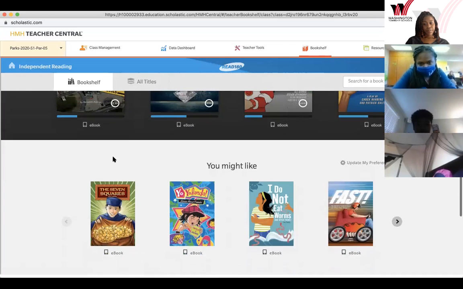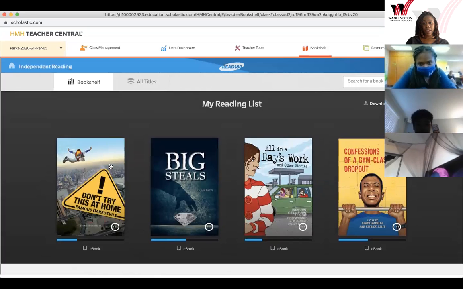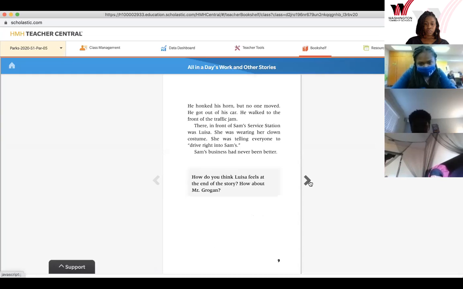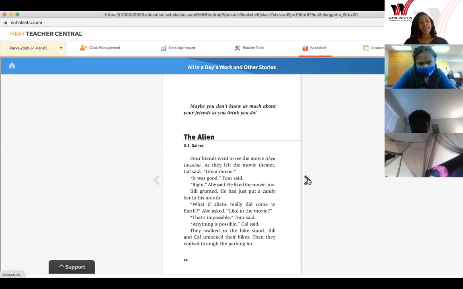So is there a book that you guys are reading now that you want to spend the last few minutes reading aloud together? No, so I get to pick. Are you guys letting me pick? Oh, I think it was this, All in a Day's Work. I think this is a good one to do. All right, so this book is called All in a Day's Work and Other Stories. We're going to spend the next few minutes left of the class period doing this read aloud.